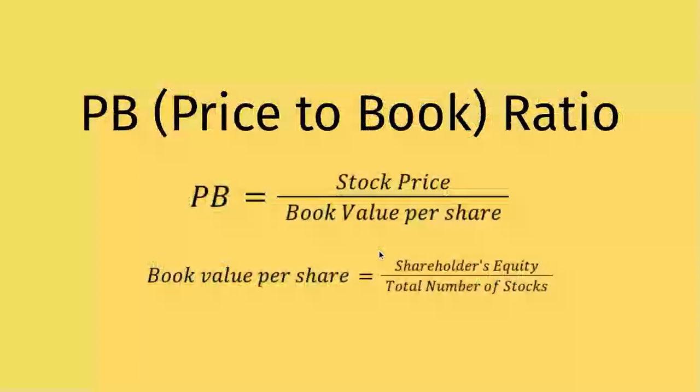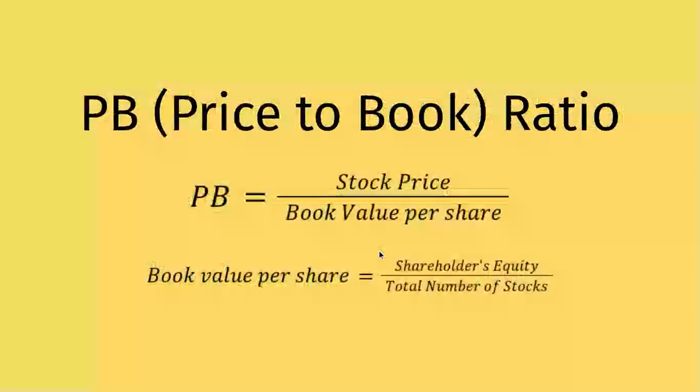Next, we will be talking about the price to book ratio. It is calculated by dividing the current price of the stock by the book value per share of the stock. The book value per share of a stock is calculated by dividing the shareholders' equity of the company with the number of shares of the company. Shareholders' equity is the difference between the total assets and total liabilities of the company. It indicates how much money the owners of the company have employed in the business.